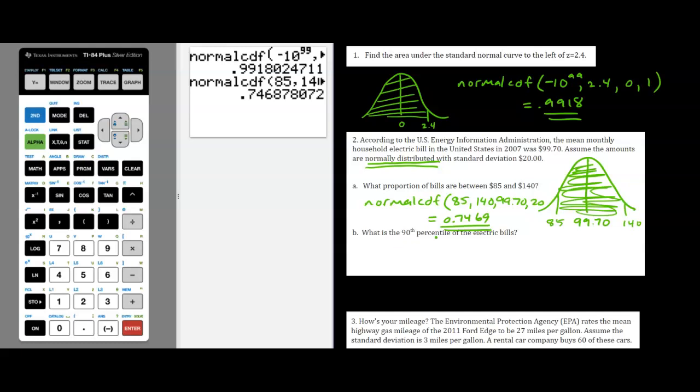Now in this question they ask for the 90th percentile of the electric bills, but we still know that the original population was approximately normal. So if the original population is approximately normal and we know that the mean is 99.70, our 90th percentile is going to be the value, we don't know what it is, but we're going to look for it. We're going to find the value that is higher than 90% of all of the other values. And so we know the area to the left of our value of interest is our percentile, 0.9. So how do we find a percentile? How do we find a value here when we are given the area to the left?